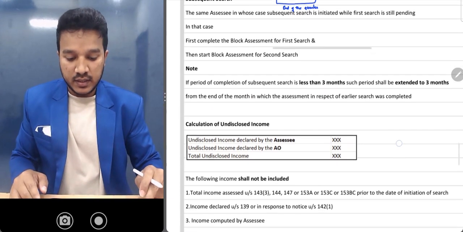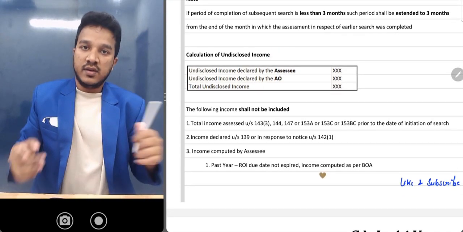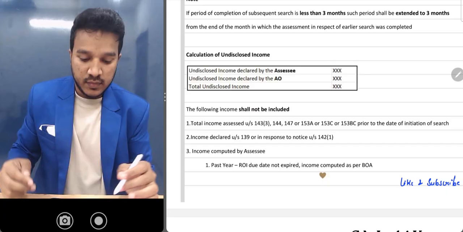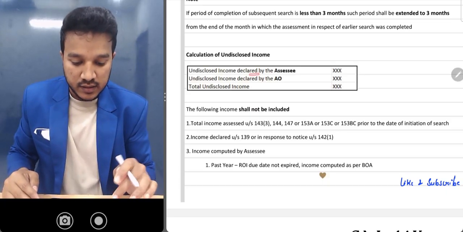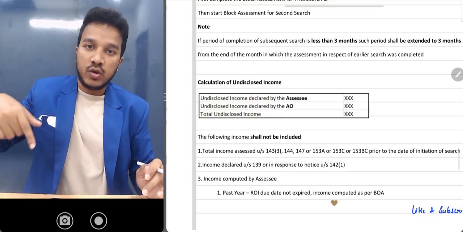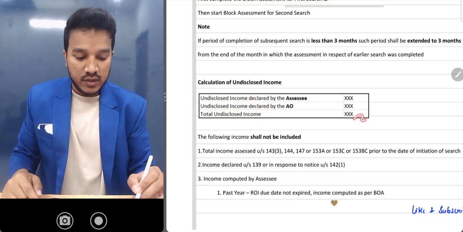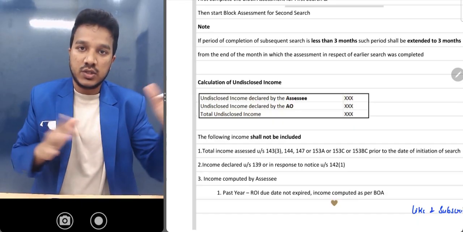Okay, clear? Now what is the calculation of undisclosed income? ठीक है, first SSC खुद disclose करता है. Okay, SSC declared that income. Undisclosed income declared by the SSC, and then the AO will also determine undisclosed income declared by the AO. Then the total will be your undisclosed income. On this you will pay 60% tax.